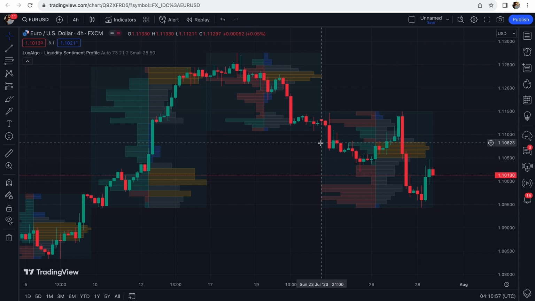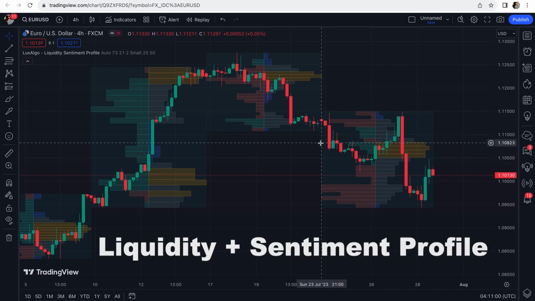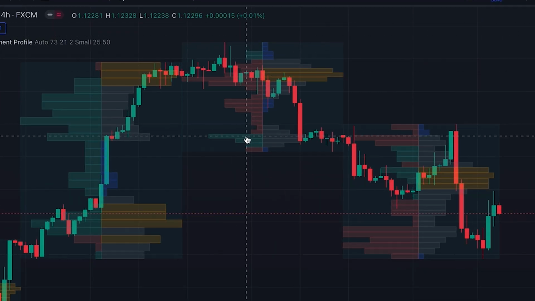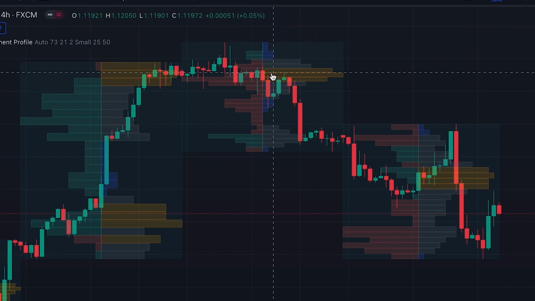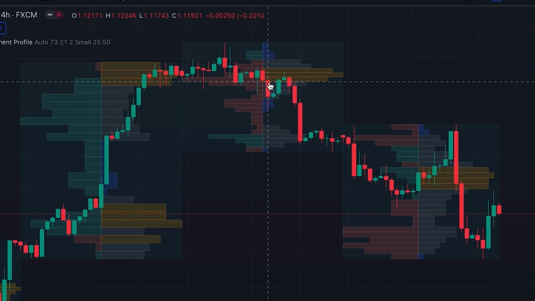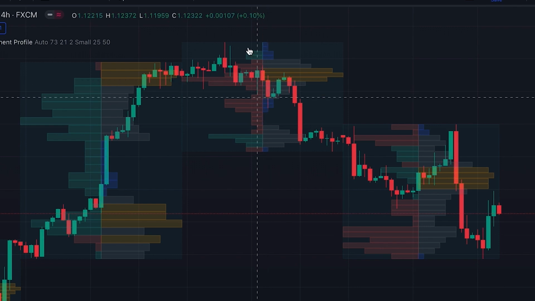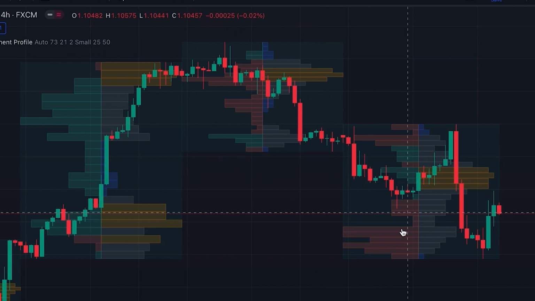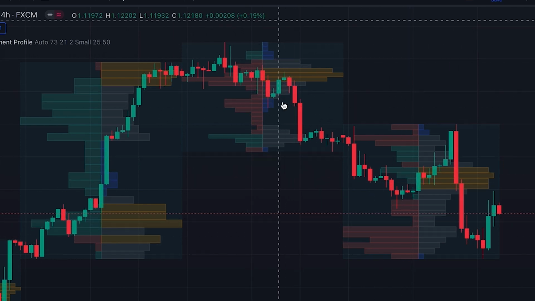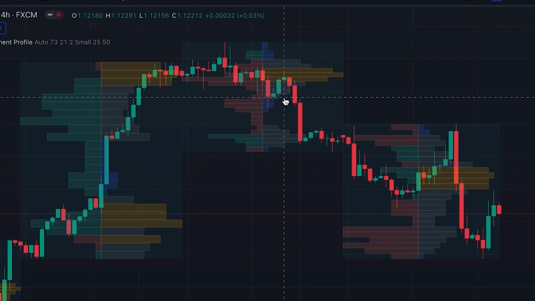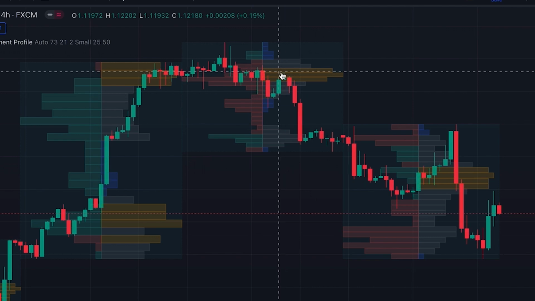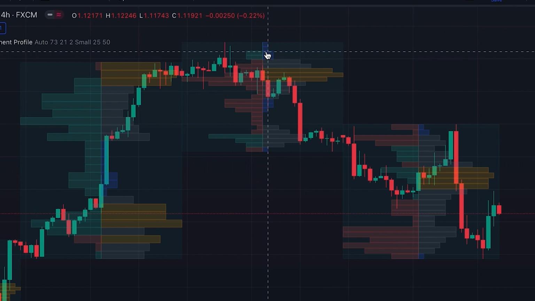As the name indicates, this indicator is a combination of liquidity and a sentiment profile. The left part shows the market sentiment at different price levels, and the right part shows liquidity, the distribution of the traded activity at different price levels. They are shown with different colors, and each color has a meaning and tells us something about the market. For the left part, the sentiment profile, when it's green, it shows bullish sentiment, and when it's red, it shows bearish sentiment. And for the right part, which is the liquidity profile, when it's orange, it shows high amount of traded activity. When it's gray, it shows average traded activity, and when it's blue, it shows low traded activity.